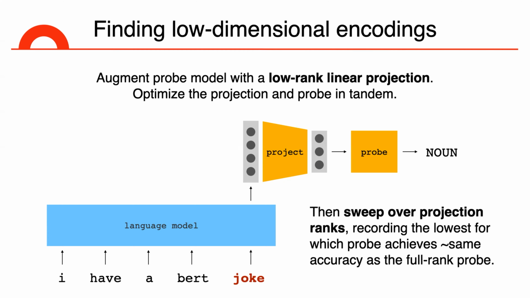After we do that, we're going to sweep over projection ranks, training one probe per rank. And we're going to record the rank of the probe that achieves the same accuracy or close to the same accuracy as the probe trained on the full representation. So it'll look something like this. You start off with one rank, you keep going smaller and smaller until you're no longer close to the full rank accuracy.